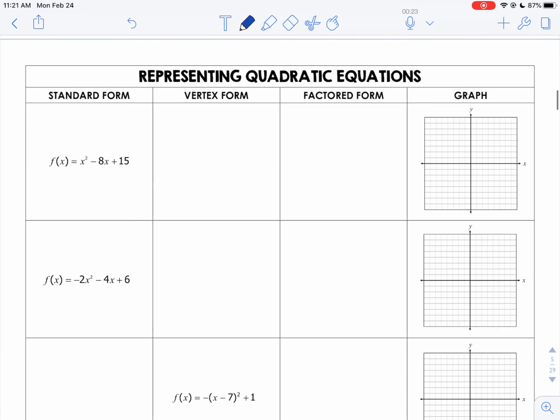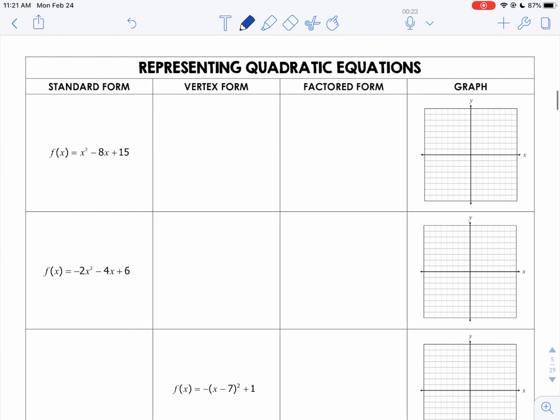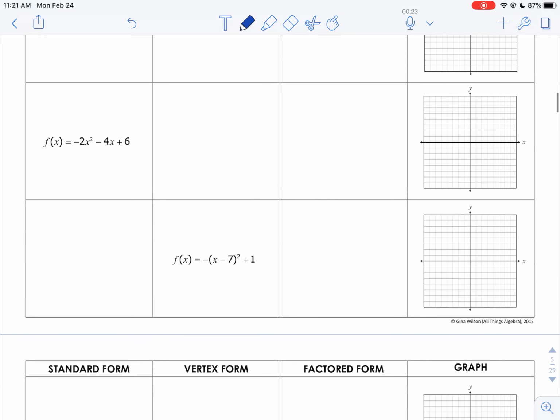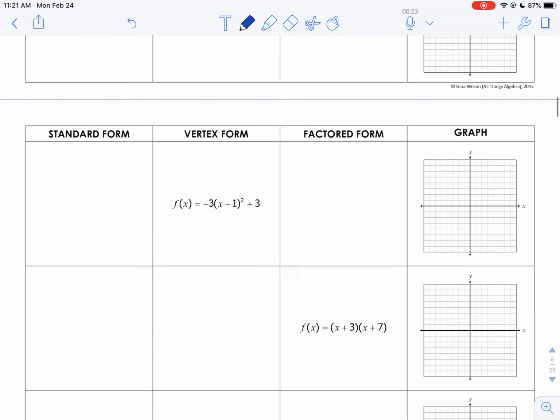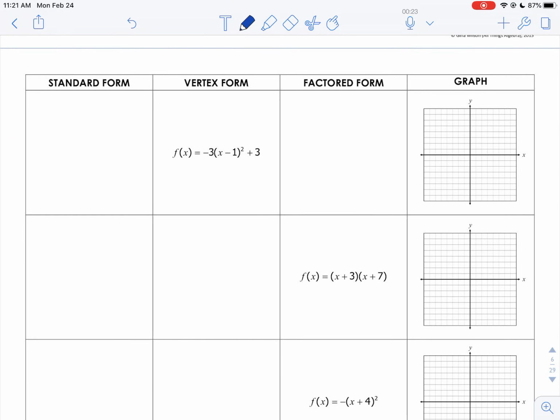Okay, this is the form that's called Representing Quadratic Equations. This is the sheet that is due for homework on Thursday. I don't have it still done on this page right now, but in class we did this one here, and we went through the whole process of that one. That was the one that was given in factored form.